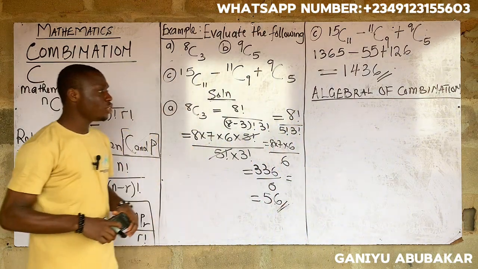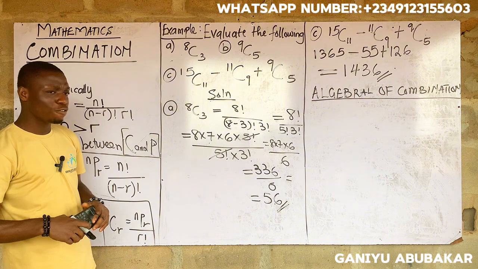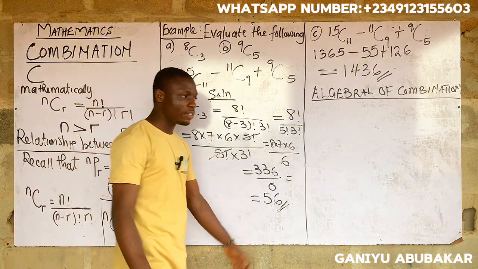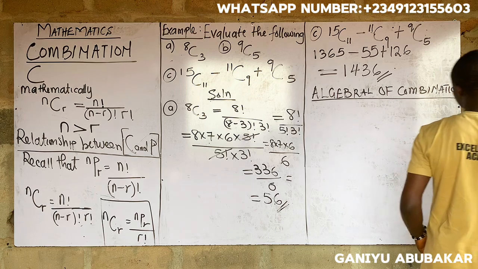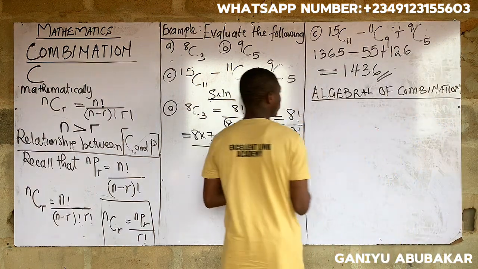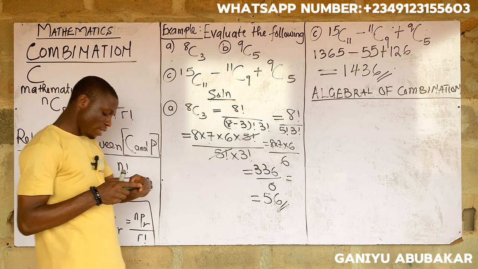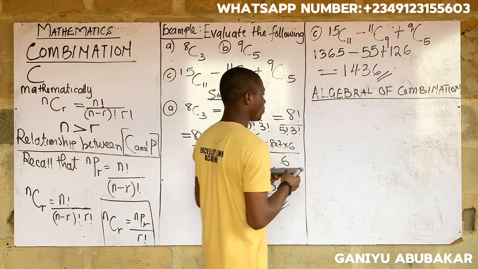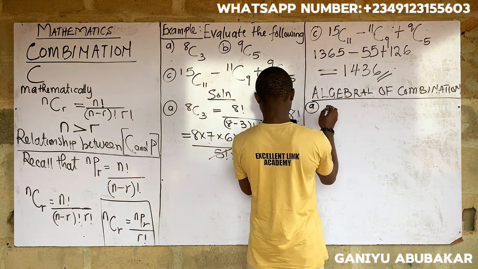When it comes to the study of the algebra of combination, we'll be looking at how to find the value of n, right? Look at how to find the value of n. So let's look at some of the examples you can use to find the value of n here. So the example says: find the value of n in the following.